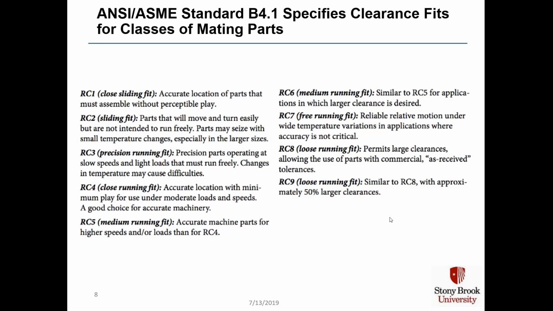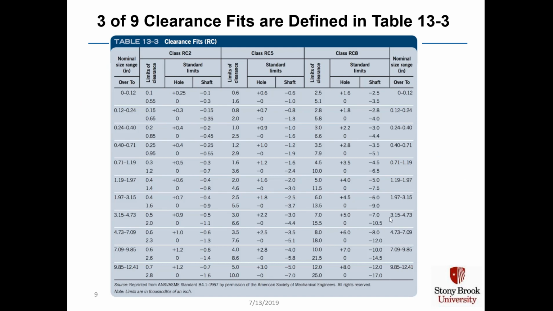So we'll use those in all our homework problems and exam problems. The three clearance fits are defined in Table 13-3. The way you read the table is you find your nominal shaft and hole dimensions where they range. That tells you what row you're on. Then for a particular row, you have the RC2 fit, RC5, and RC8. And then you are given how to dimension your hole and your shaft in thousandths of an inch tolerances.